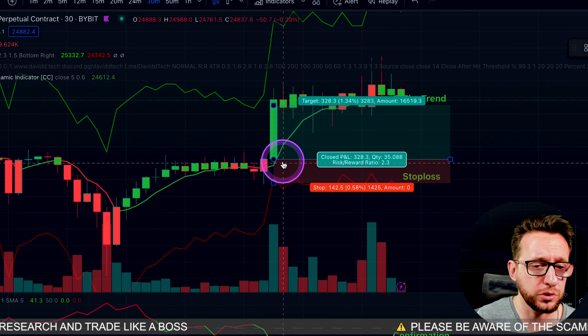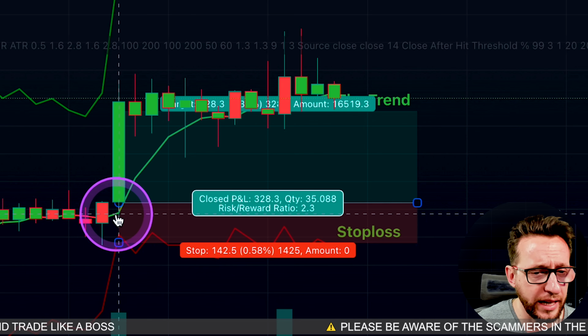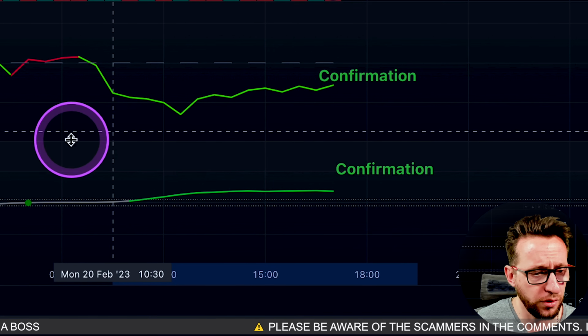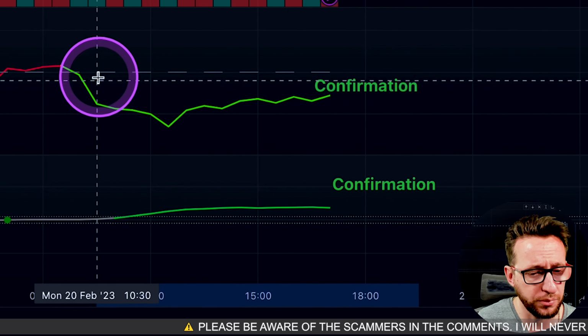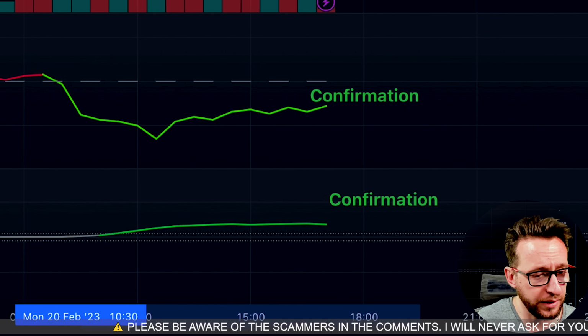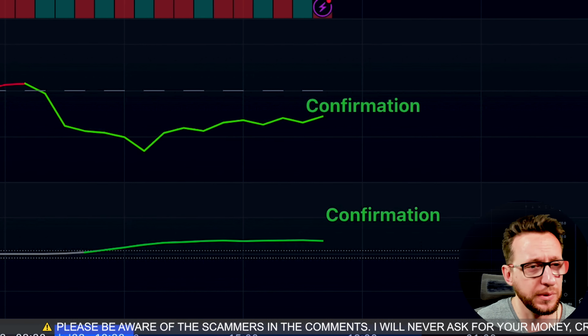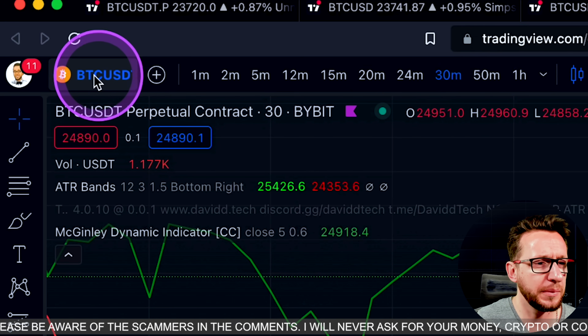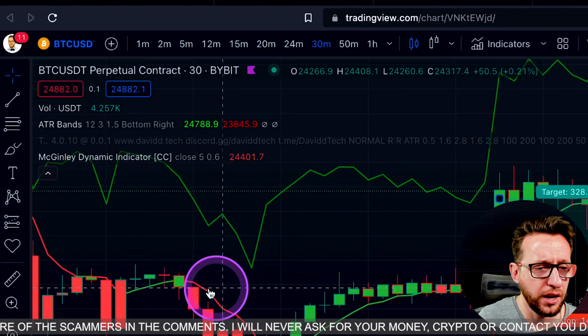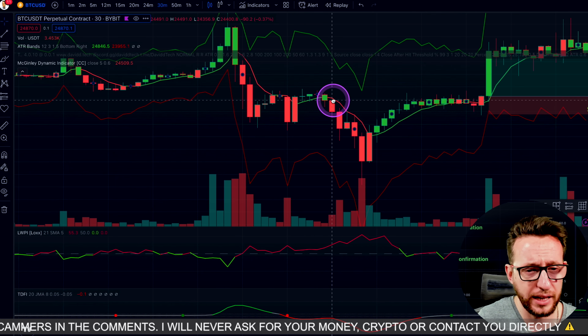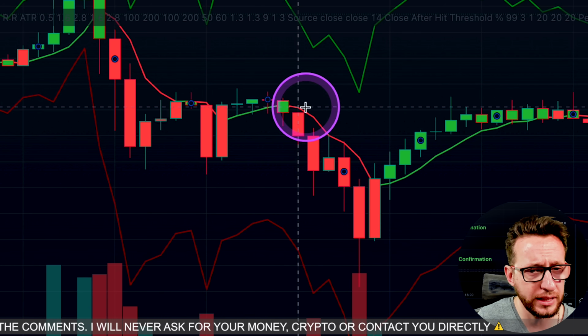So let's go over the rules one more time. We're looking for green here on this McGinley. We're looking for the Larry Williams Proxy Index to be green as well. And we're looking for the TDFI to be green as well. We are on the 30 minutes on BTC USDT. For a short, we're looking for everything to be the other way around. We're looking for the McGinley to be red.